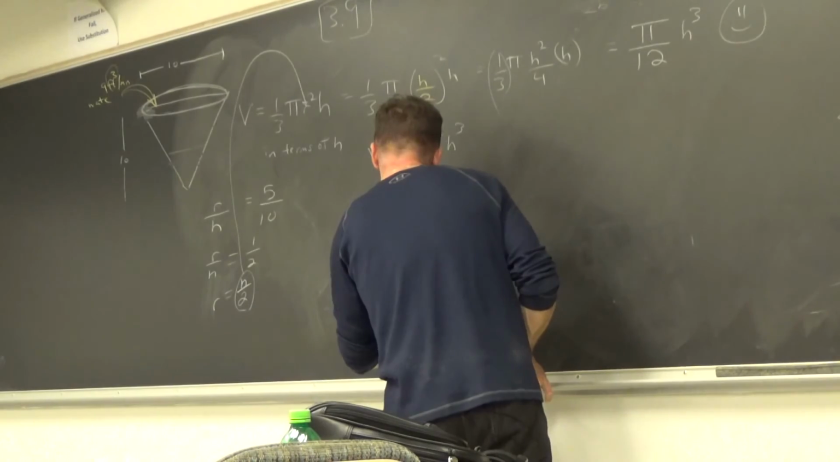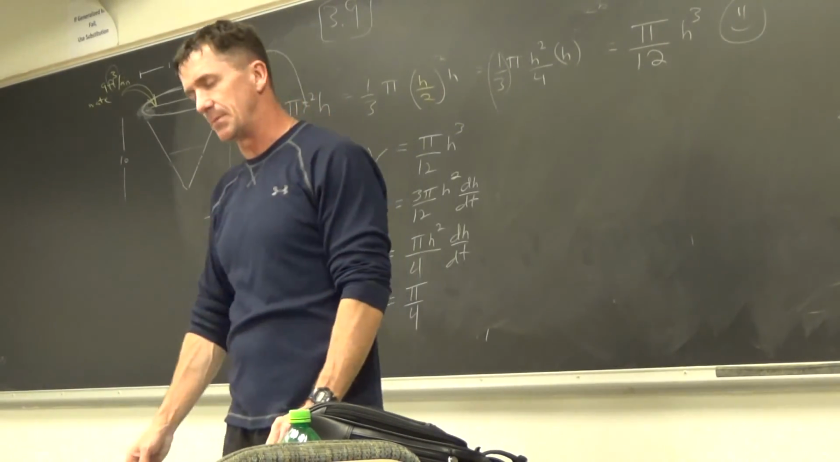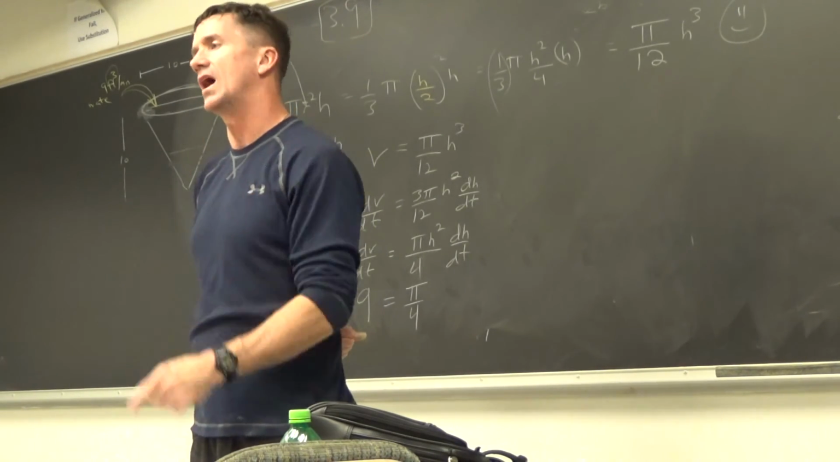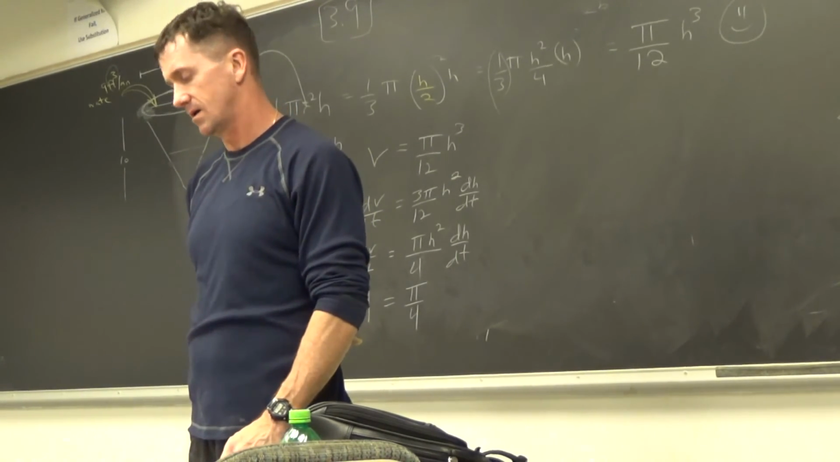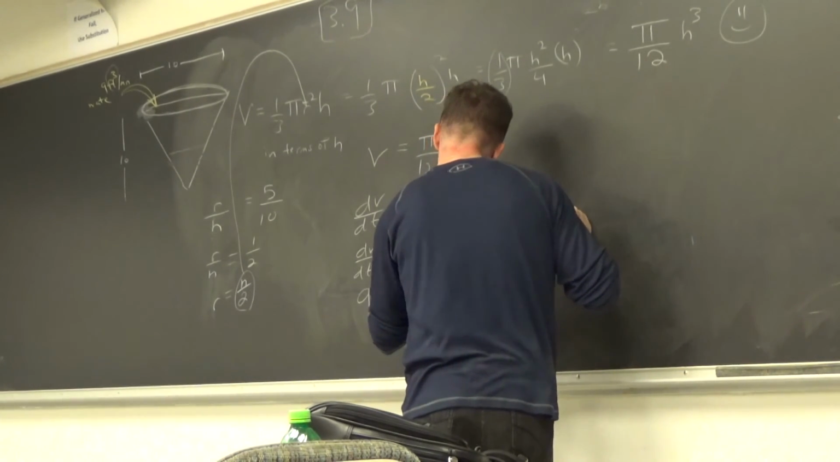And finally, at the very end, everyone, I recall 5 minutes ago, I said something about the last sentence said, do this when the height of the cone was how high? 6. When the level of the water was 6. So put a 6 in for h. And we can solve for dh/dt.